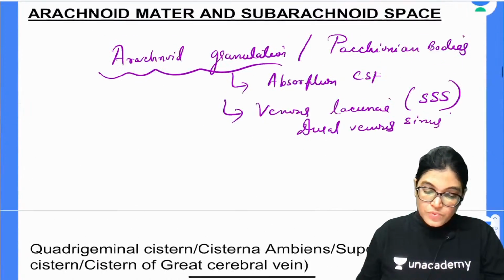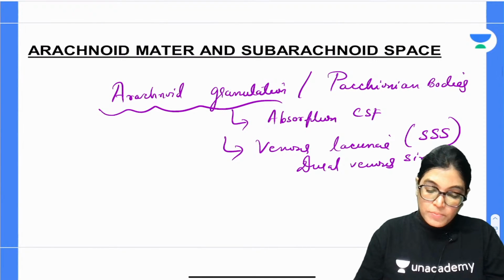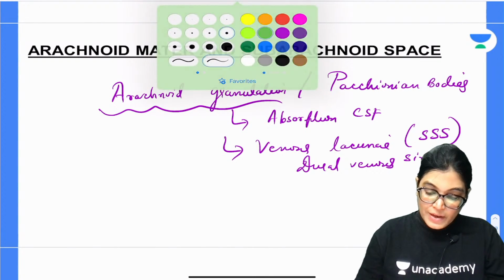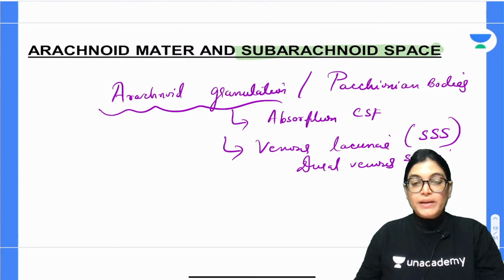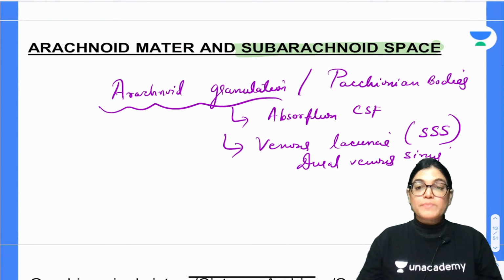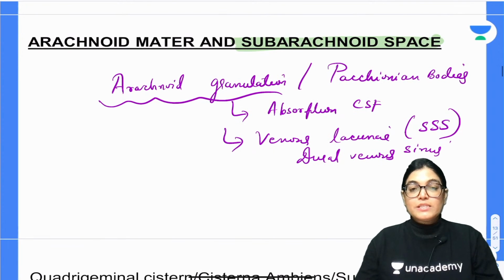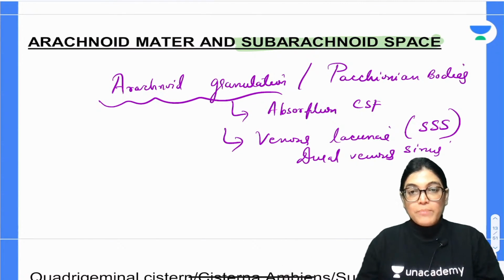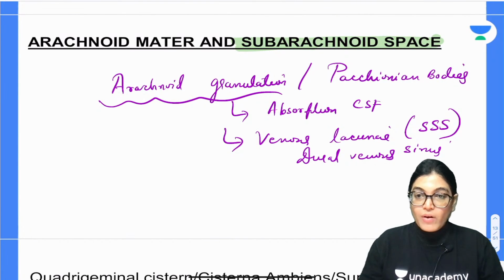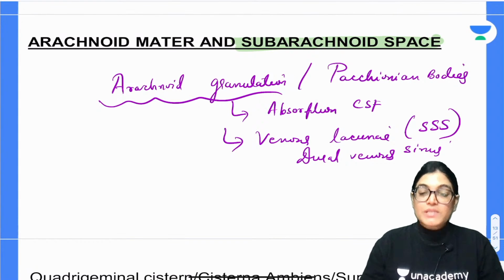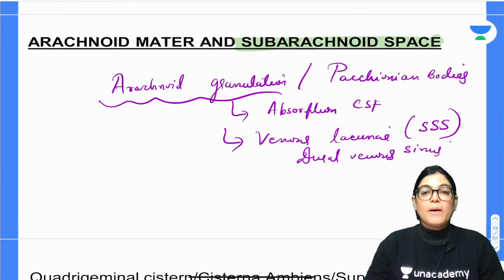My dear aspirants, one more thing I want to explain: what do you mean by the word subarachnoid? The subarachnoid space is the space residing between the arachnoid layer and the pia mater. At certain places, for example below where the spinal cord ends, a substantial amount of CSF lies between the arachnoid and the pia. There it is called the lumbar cistern.